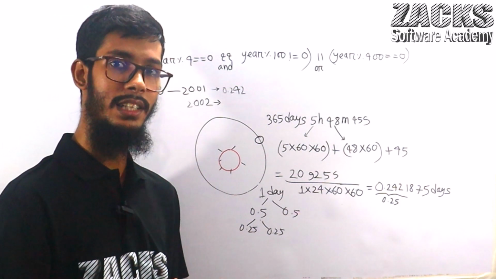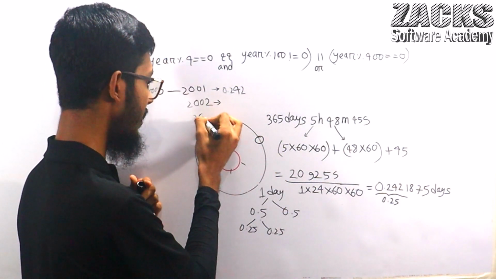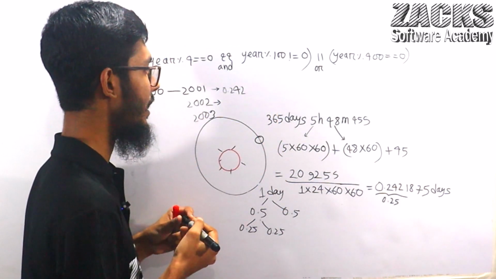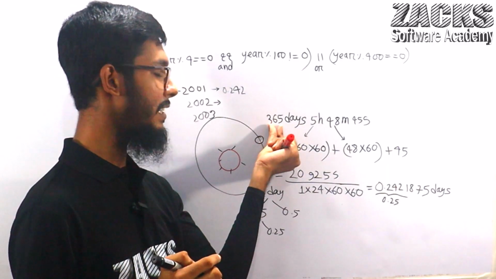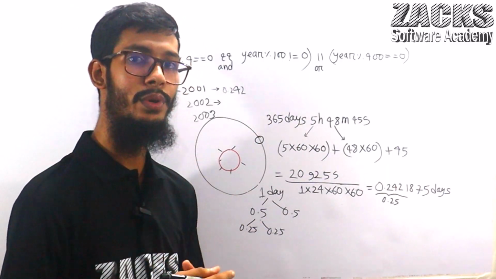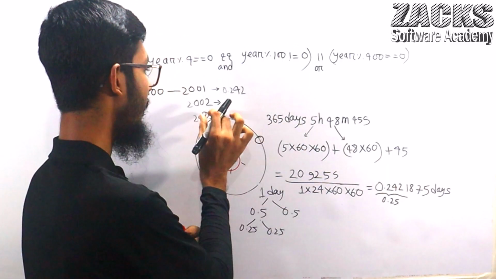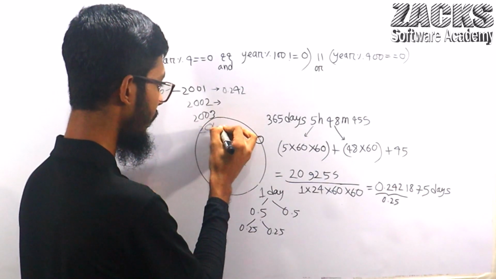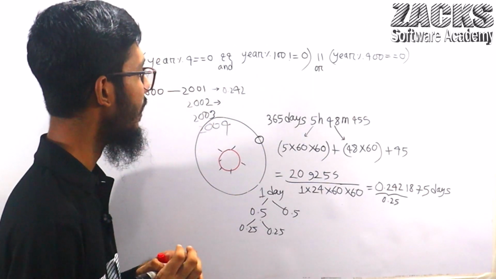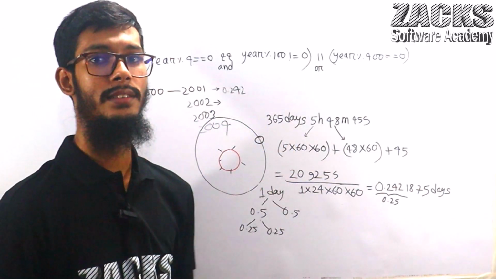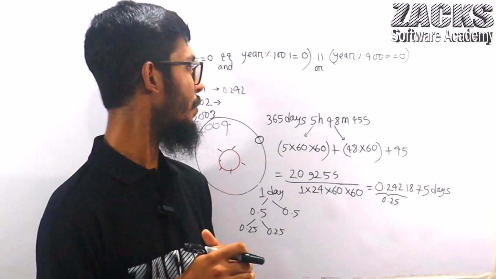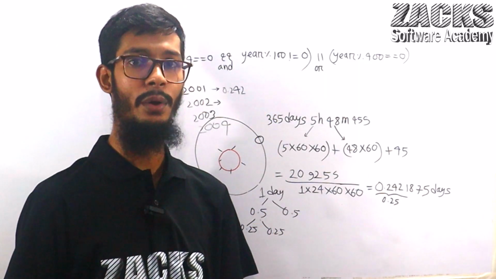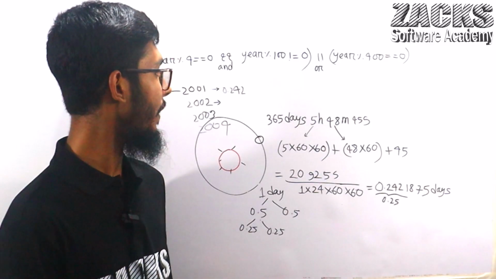In the next year, the third year, 2003 also, we are taking a year as 365 days. Again, we are going to take 2004 as 365 days. But right now we are simply ignoring the extra part.